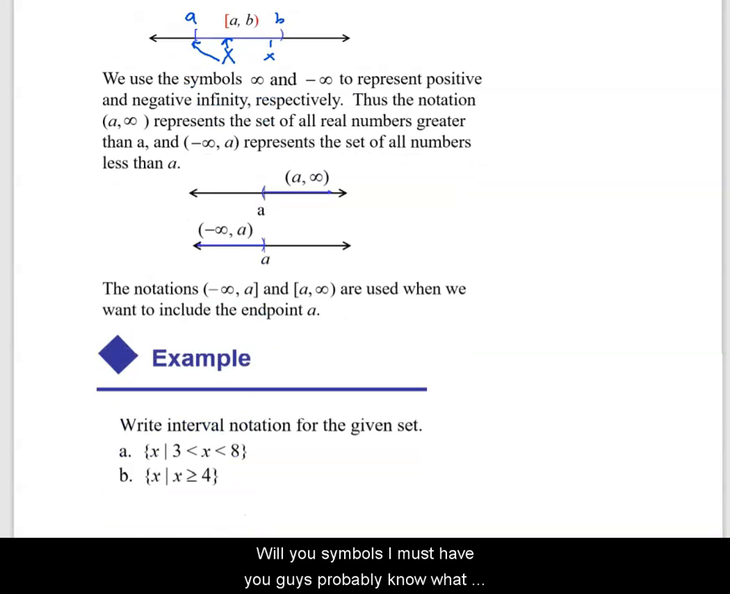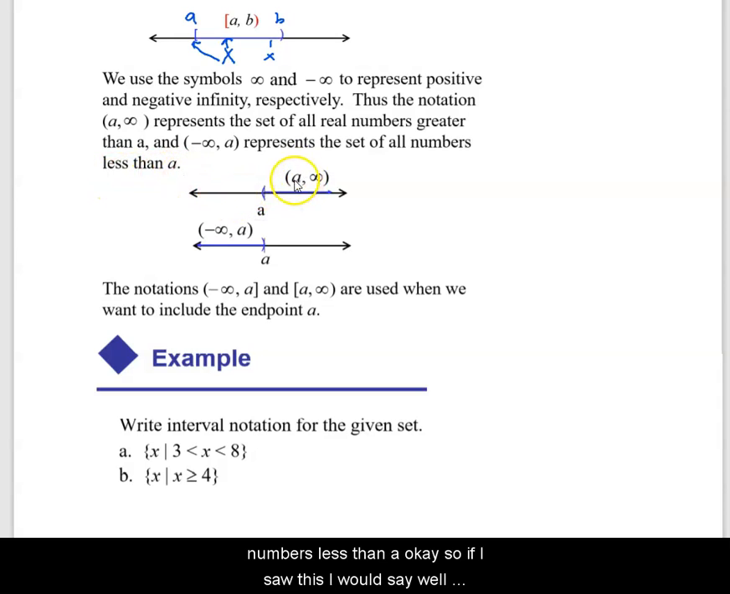We use symbols, and most of you probably know what these are, infinity and negative infinity, to represent positive and negative infinity, respectively. Thus, the notation open parenthesis A to infinity represents the set of all numbers greater than A, and negative infinity to A represents the set of numbers less than A.